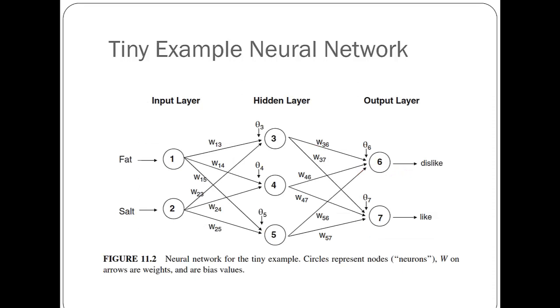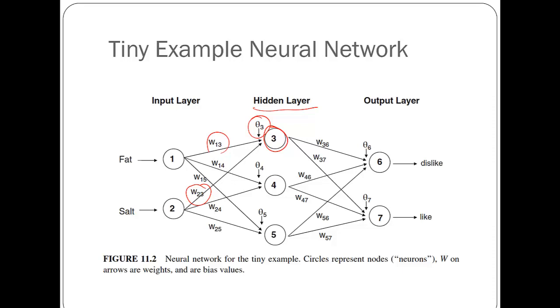So we have 1 node for fat, 1 node for salt, and we're going to do one hidden layer with 3 nodes. So we have these weights, W13 and W23, that go to node number 3. So they go from number 1 and number 2 up to number 3. And then we have theta 3, which goes along with node number 3.